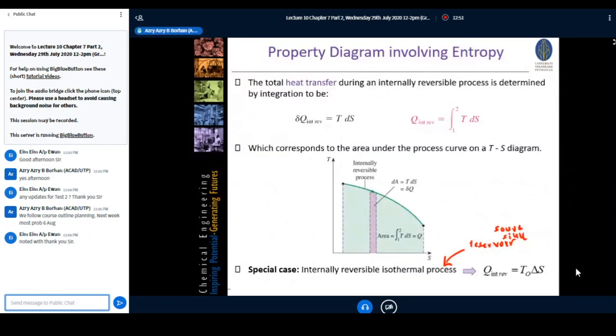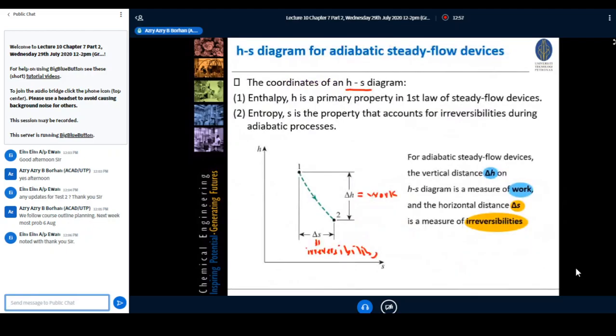When we have property diagrams, we know that one of the axes must be presented in terms of entropy. In this case, looking at H versus S, S is on the x-axis. The value of delta S is a measure of the irreversibilities present during the process, whereas delta H represents the amount of work produced or consumed by that particular device.